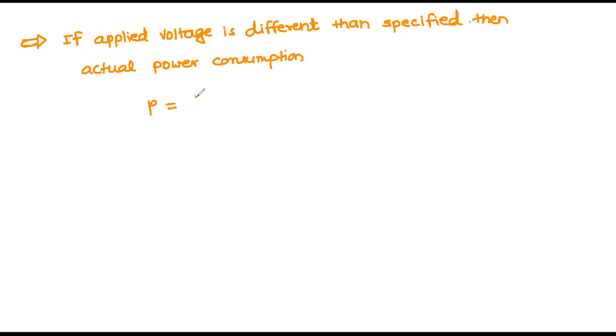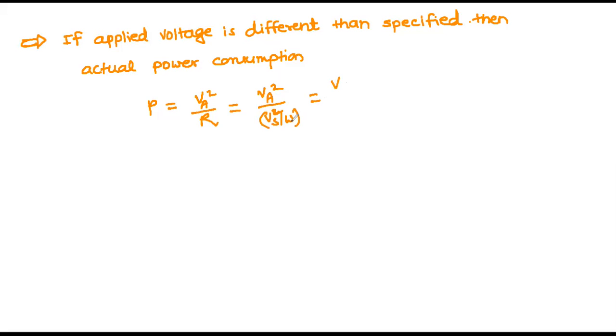Power P is equal to VA square by R. Here A is applied voltage. And this R is equal to Vs square by W. Yes, Vs square by W, so you are getting this as the resistance value.